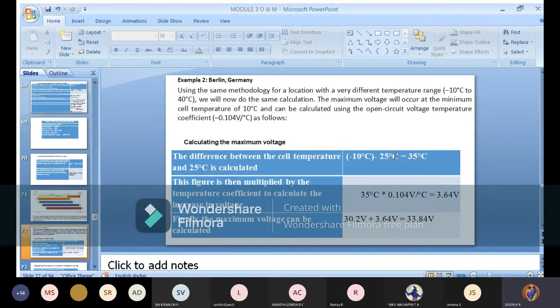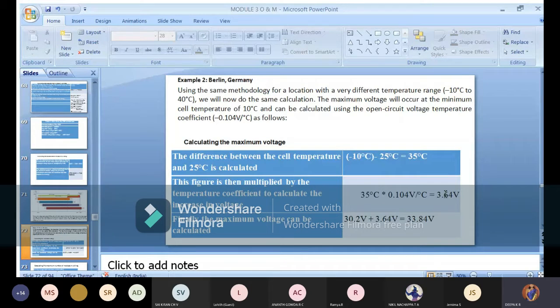No issues. Whatever temperature difference we get should always be multiplied with the temperature coefficient of voltage at maximum condition. They have given that directly here; otherwise, we have to remember it or go through the table which is given. The temperature coefficient for this case is minus 0.104. Minus times minus becomes plus, no issues. So 35 into 0.104 volt, you are going to get 3.64.